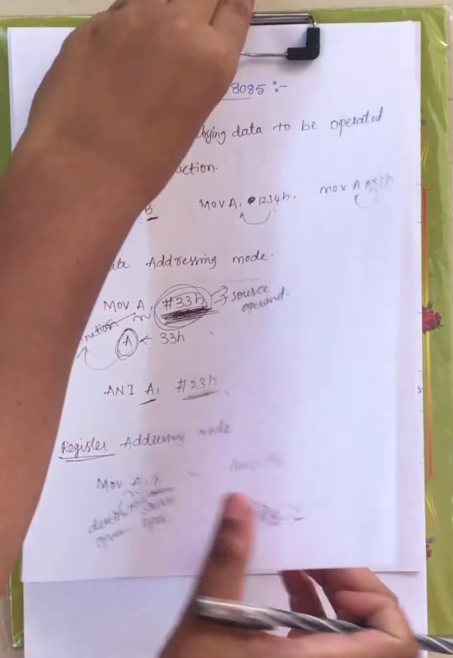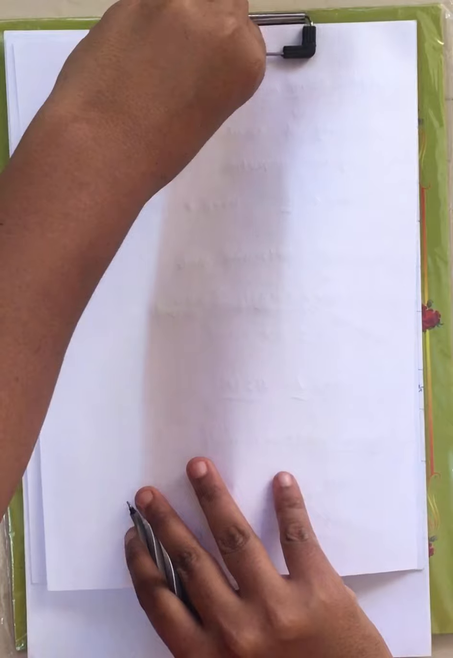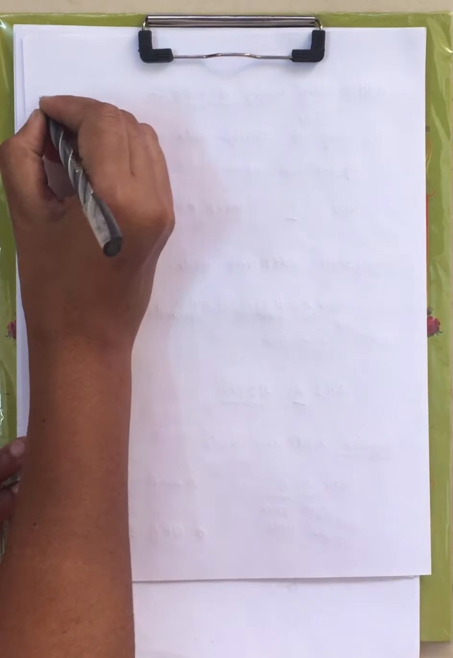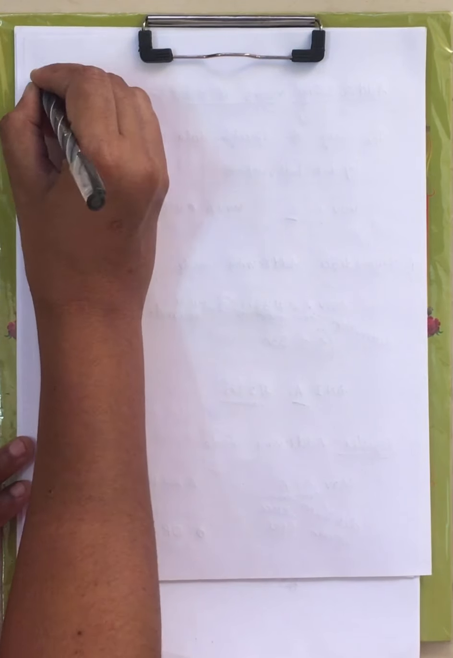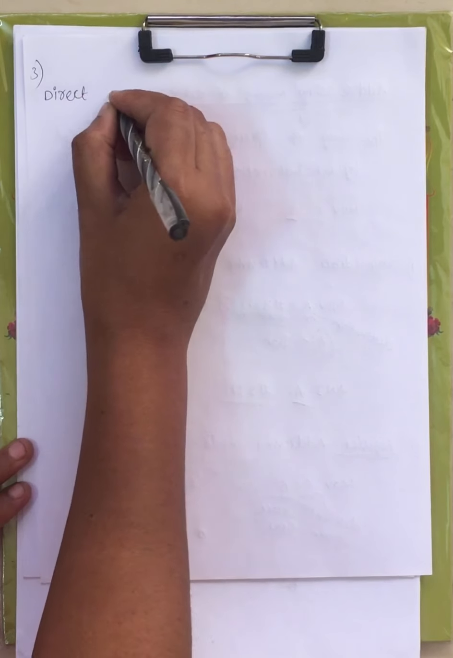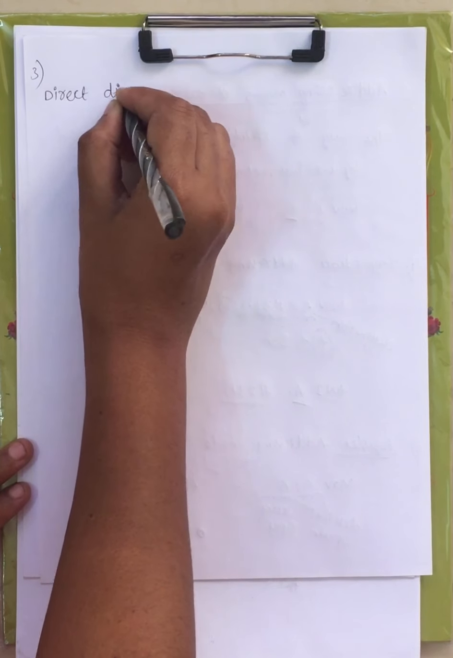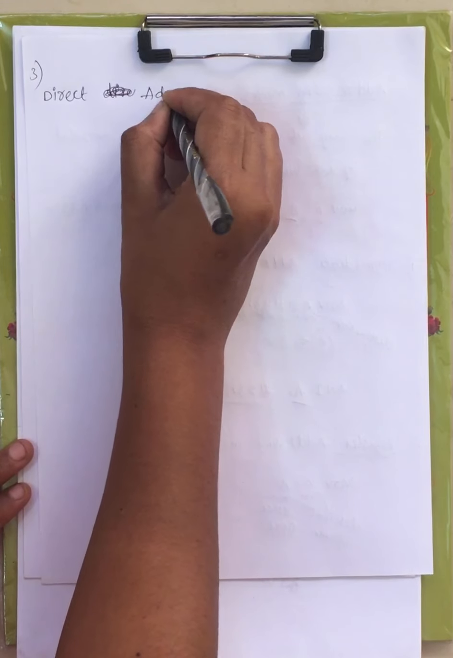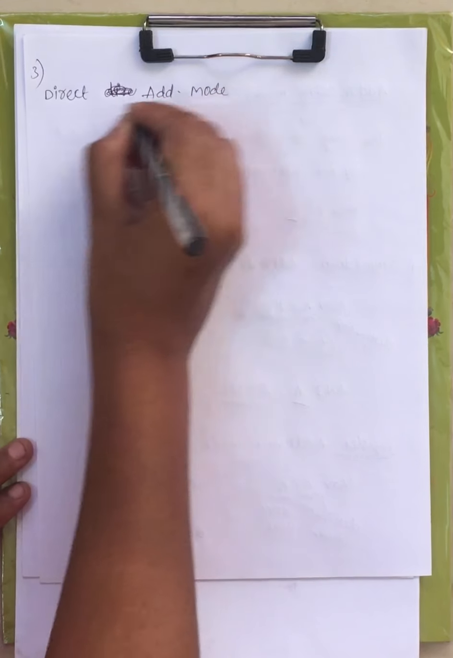Now let us see the third addressing mode. We have seen register addressing mode. Now the third addressing mode is direct addressing mode. Here we have seen that if the source operand is immediate data, that comes under the category of immediate addressing mode. If the source operand is a register, that comes under the category of register addressing mode.